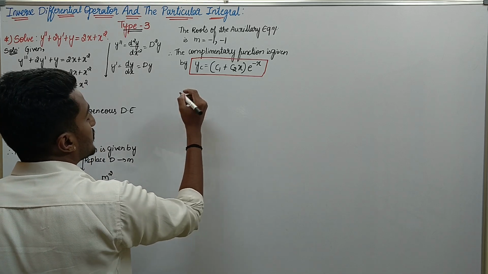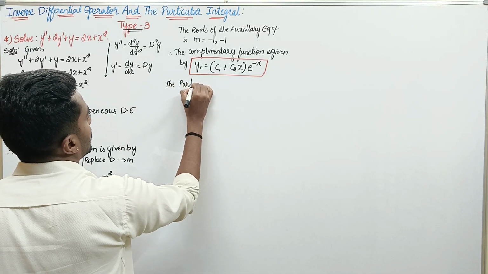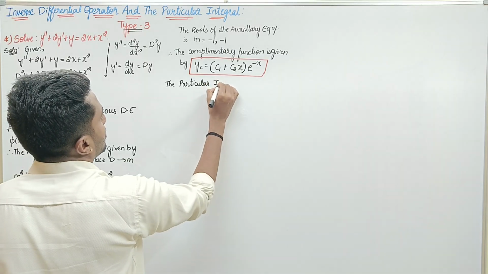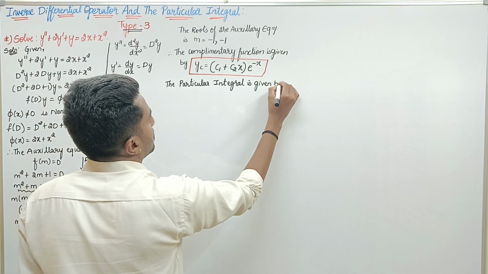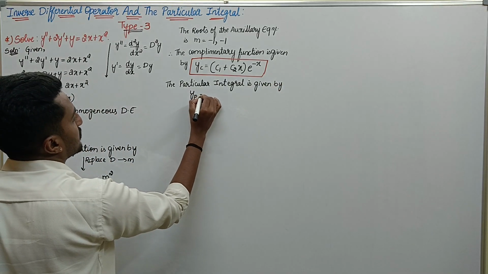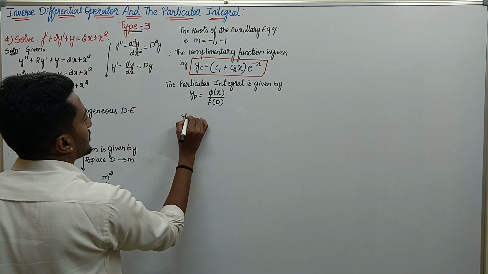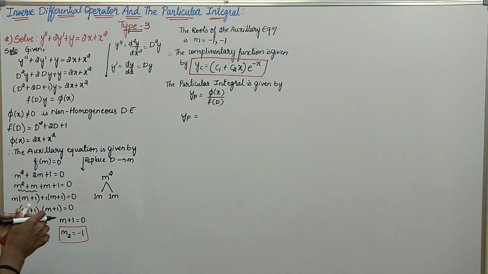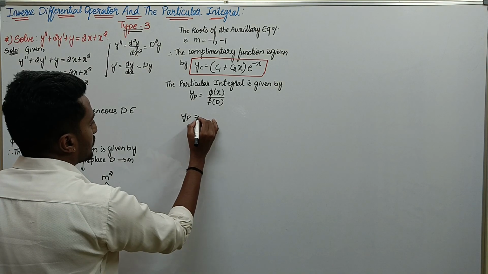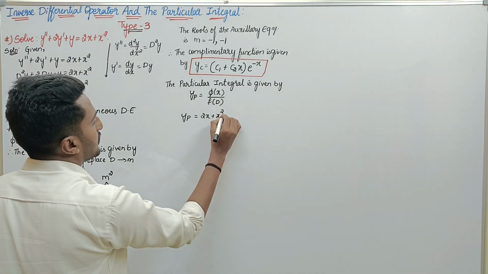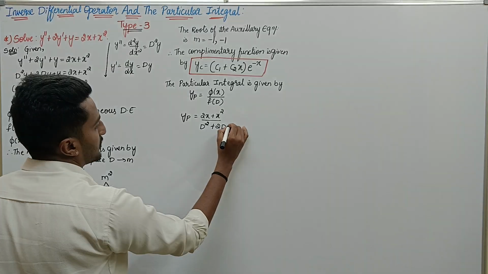Next, we are supposed to find the particular integral. The particular integral is given by yp equal to phi of x divided by f of D. What is our phi of x? I have written here itself. This is our phi of x and this is our f of D. Phi of x is 2x plus x square divided by D square plus 2D plus 1.